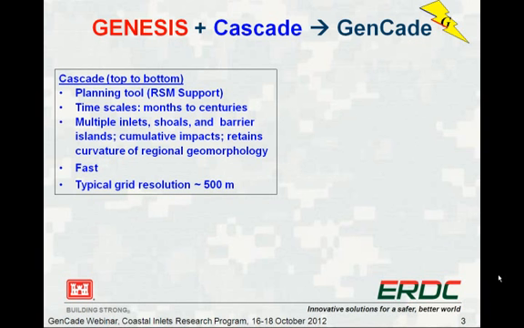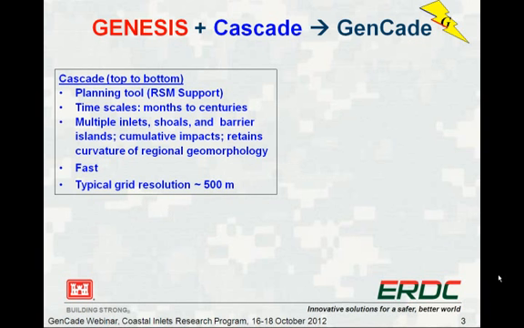So to start out, how did we come about with GenCade? It came from Genesis and Cascade, which are two models that were developed. Genesis is an older model, Cascade was a newer model. Cascade, as you can see on the left of your screen, is a top-to-bottom model. It's used as a planning tool for RSM support. So what that means is we're looking at different projects on a more regional scale.